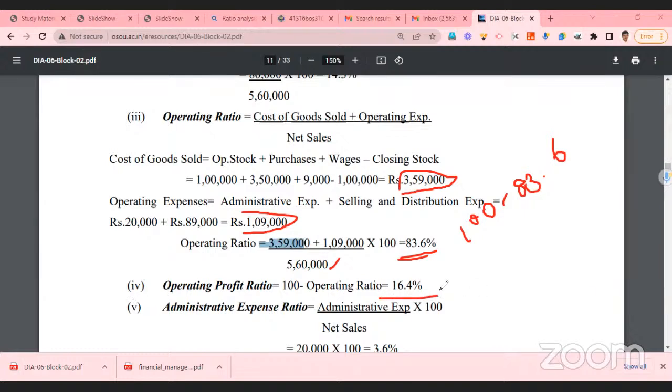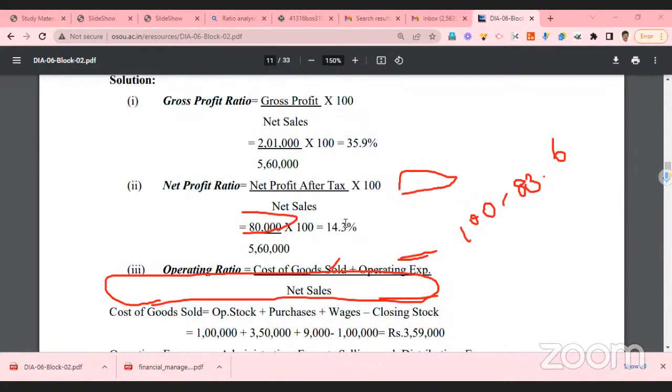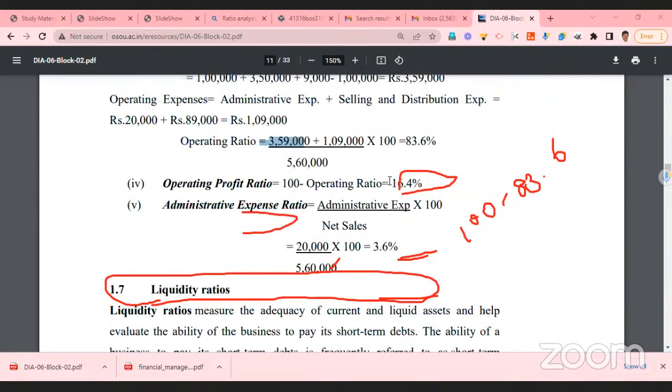Now the difference amount, that is the operating profit ratio, is 16.4%. 16.4% is purely the operating profit ratio. Compare this with the gross profit ratio: gross profit is 14.3%, but operating profit is 16.4%.